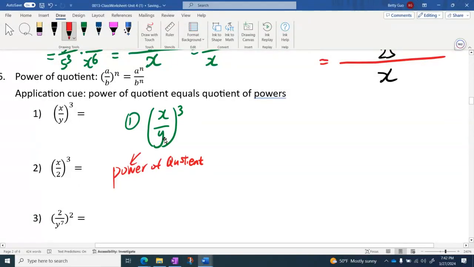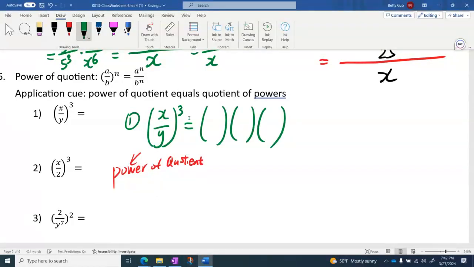I'm going to rewrite that expression, the power of quotient, as quotient of powers. This is what I do. So I'm going to use the base 3 times in a repeated multiplication. So that expression basically is a cube. The base is in the parentheses. I multiply the base 3 times. And we have x over y here, x over y here, x over y here. So that is x over y times x over y times x over y.